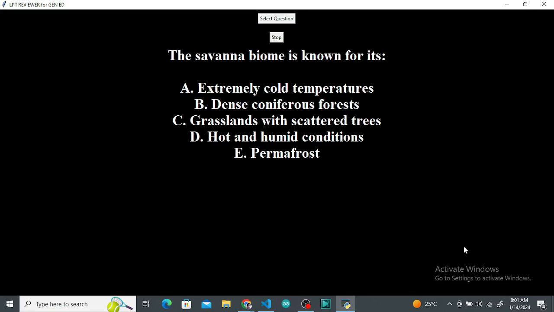The savanna biome is known for its A. extremely cold temperatures. B. dense coniferous forests. C. grasslands with scattered trees. D. hot and humid conditions. E. permafrost. The correct answer is grasslands with scattered trees.